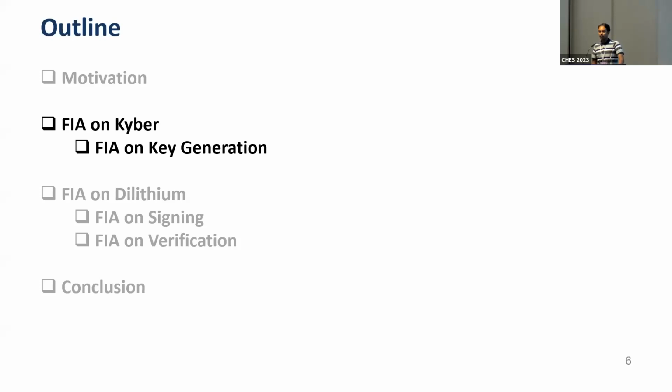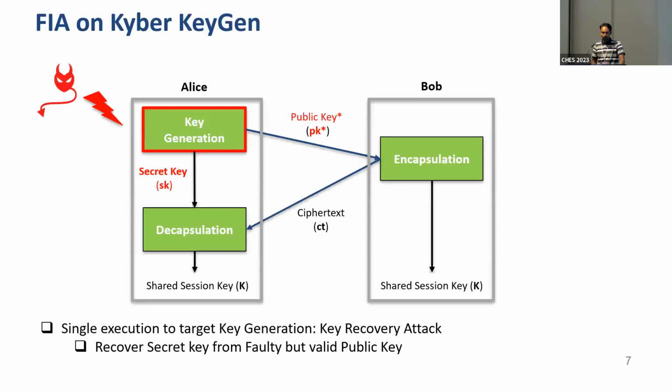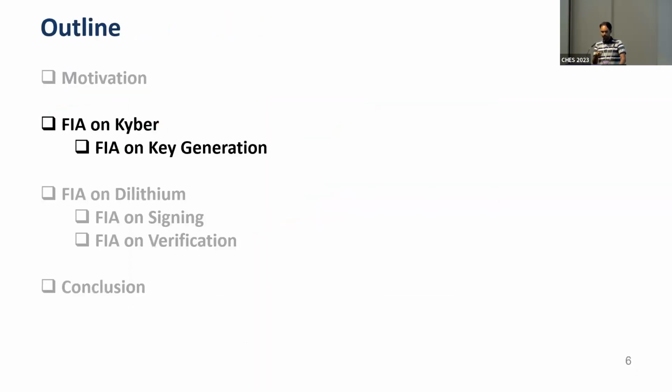So I'll start by explaining a fault attack on Kyber, particularly focusing on the key generation procedure, and the same methodology can also be adapted to the encapsulation procedure. The main intent of a fault attacker targeting the key generation procedure is to generate a faulty public key from which the attacker can easily solve for the secret key. Or an attacker can do it the other way around: he can inject faults on the secret key to reduce its entropy, so that it can be easily guessed by the attacker. This is the main intent of the attacker.